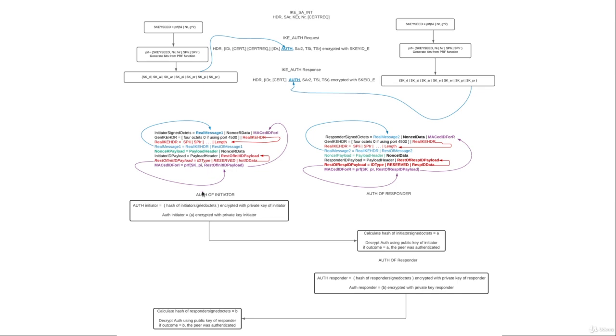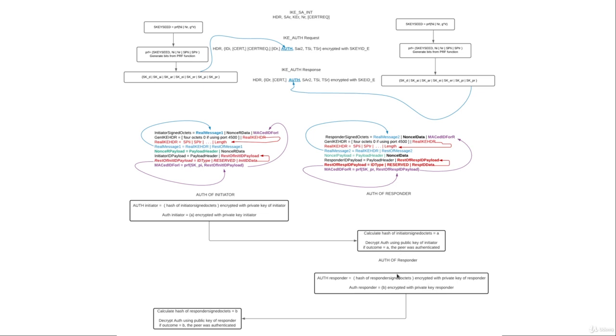So, the initiator encrypts the hash of the initiator signed octets using the initiator private key, and the responder encrypts the hash of responder signed octets using the responder private key. When the responder gets the auth from the initiator, it uses the public key of the initiator to decrypt the auth message. It gets a value, let's call it X. Now it calculates the initiator signed octets and then it calculates the hash of the initiator signed octets. If the decryption of the message received from the initiator results in the same value of X, then this authenticates the initiator.